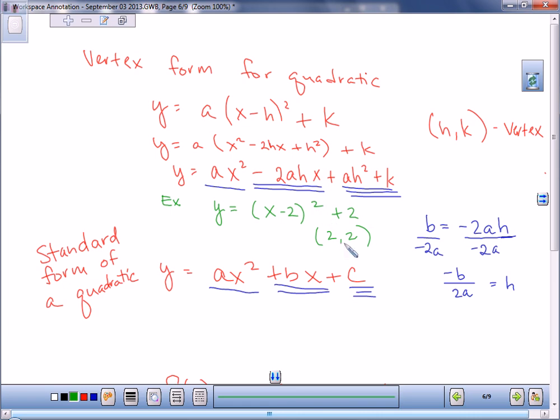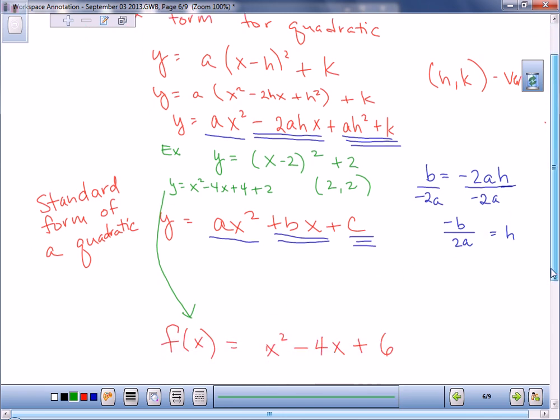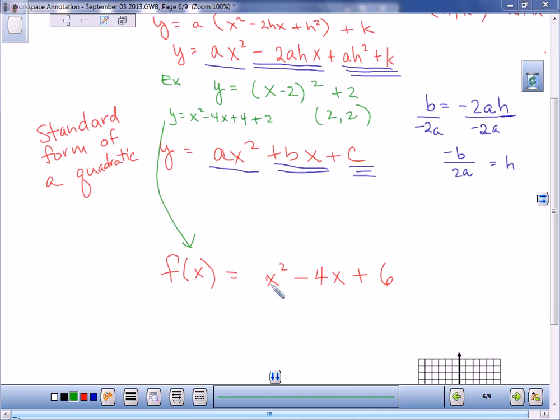All right, so if I were to square this, let's do it real quick, if my movie will work with me. If I were to square this, do you see I'd get x squared minus 4x plus 4 plus 2? So isn't that this equation? x squared minus 4x plus 6? All right, so now let's try it this way.